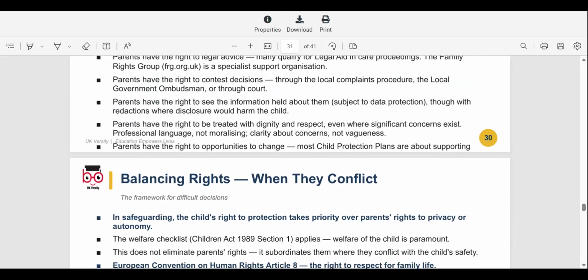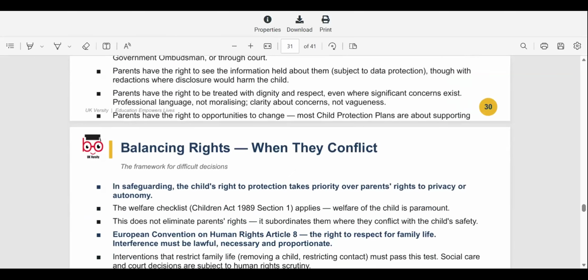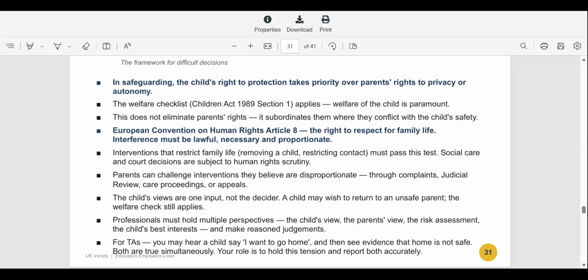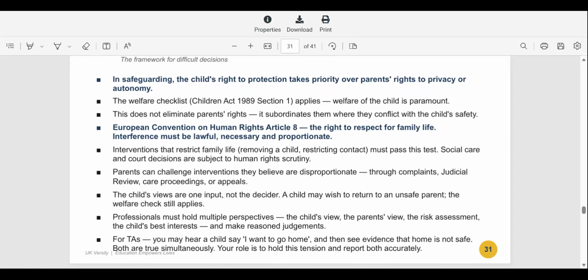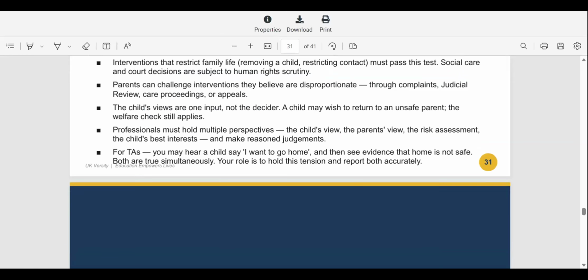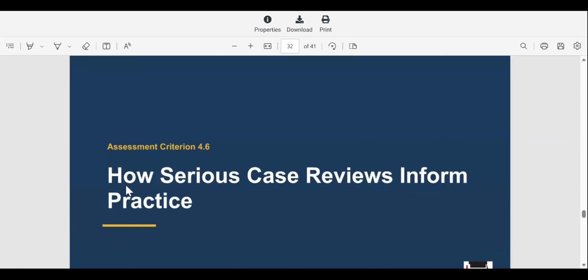Balancing rights when there are conflicts. So in health and safety, when there are conflicts, the right to protection takes priority over the child's other rights. You need to take into account the welfare checklist under the Children Act 1989, Section 1. It doesn't eliminate the parents' rights, but it gives priority to protecting the child's safety. The European Convention on Human Rights, Article 8, is the right to respect for family and private life. So you have to respect that individual's rights, and take into account and hear what the child has to say.